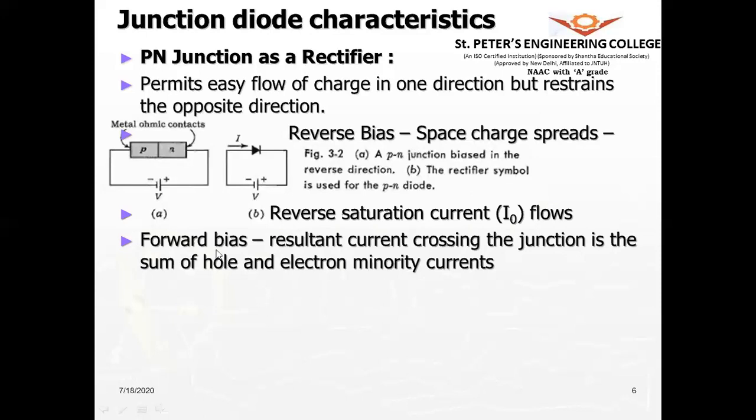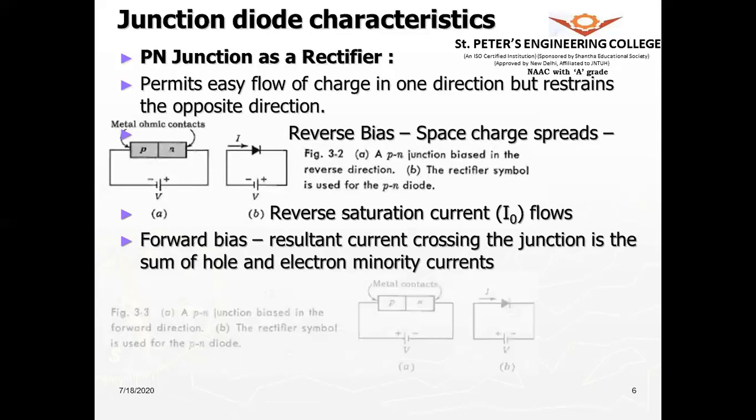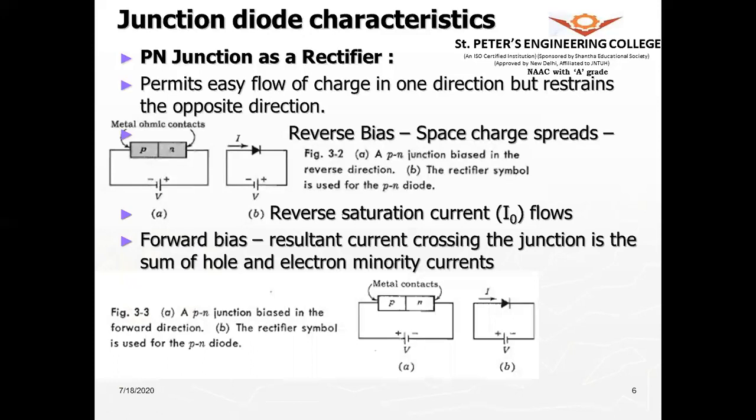Next, if we consider the forward bias, then the current across the junction will be more. That means a large number of charges will be flowing across the junction. Therefore, we call that a forward bias. In the forward bias, the diode acts as a closed switch. So this is the forward bias.